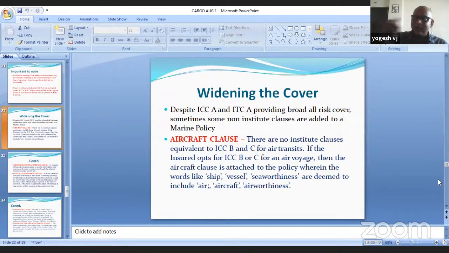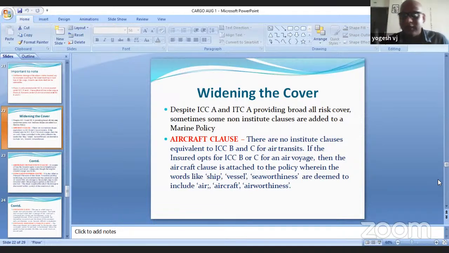So that is why an aircraft clause is added. When this aircraft clause is attached to the policy, it means that ship is nothing but aircraft, vessel is nothing but aircraft, seaworthiness is nothing but airworthiness. These words are simply exchanged as the conveyance mode changes. So there are no institute clauses equivalent to ICC B and C for air transit.